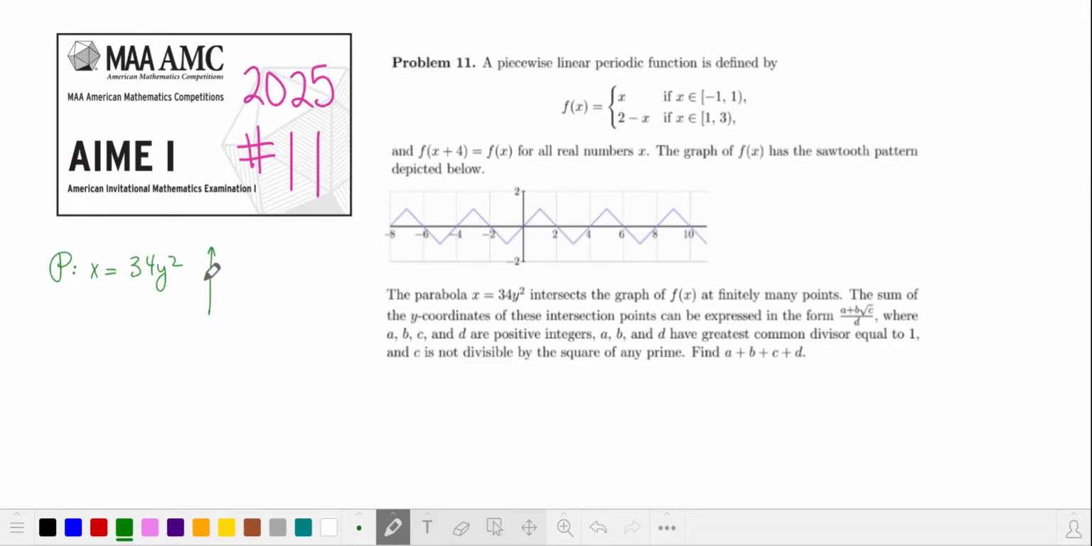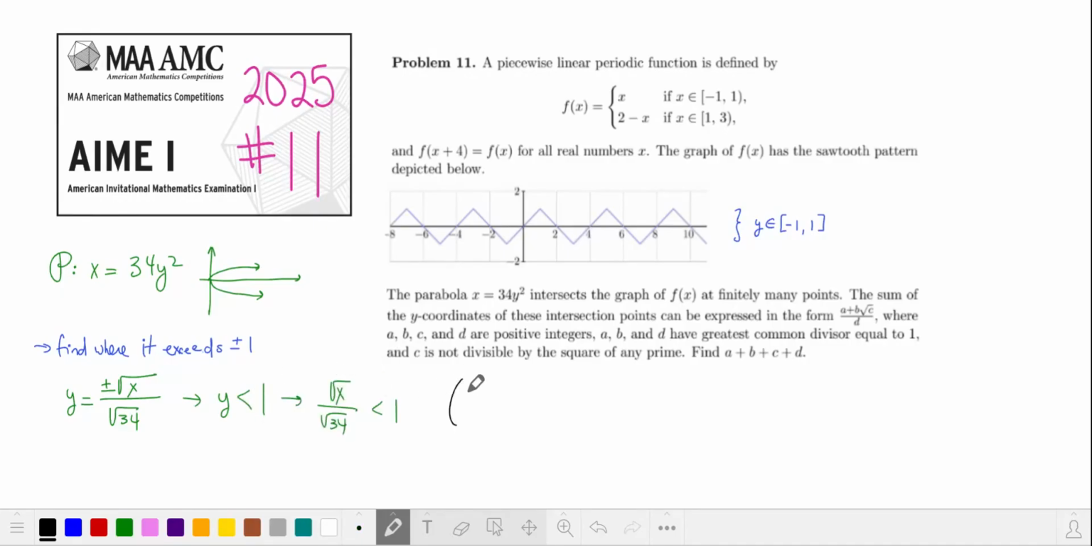Our parabola opens to the right with its vertex at the origin. First, I want to find where it will exceed the y-coordinate of this sawtooth pattern that varies between plus or minus 1. So we'll solve for y, and I want to keep y less than 1.